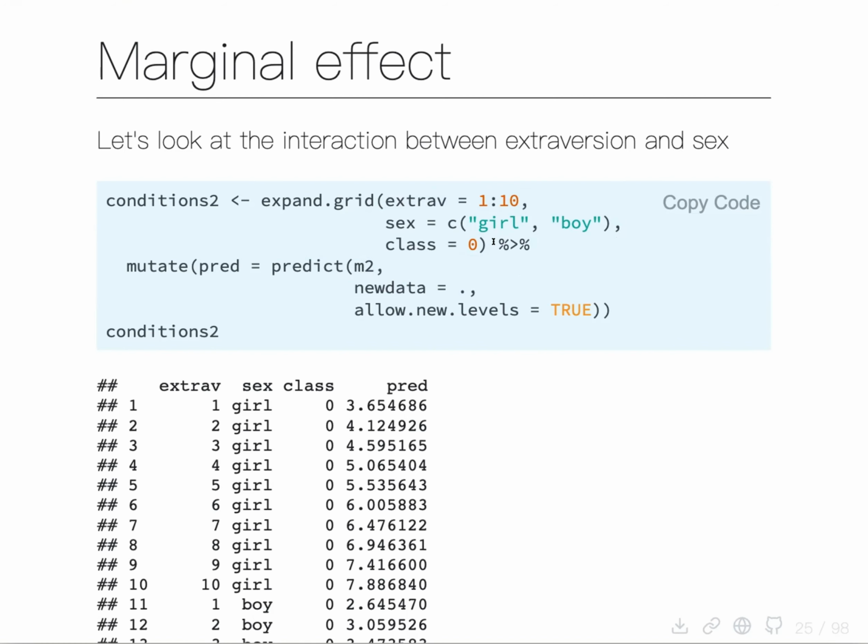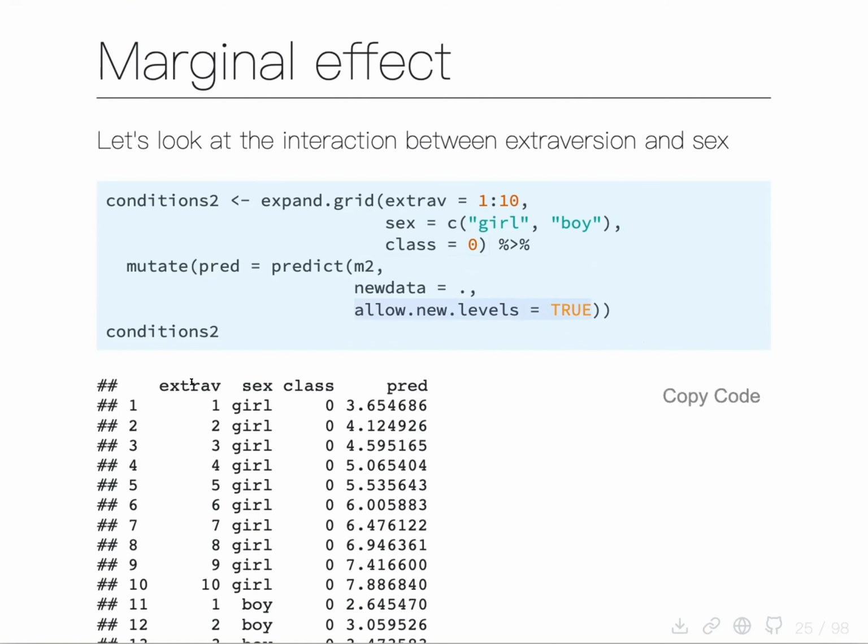So when you're piping like this, the dot means the data that I just piped in, okay? So new data is going to be this data, okay? If that's confusing, just do them in separate lines like I did on the previous one. But then I also have this additional argument, allow.new.levels, okay? And what this is going to do is it's going to say, don't worry about the random effect estimates, just use the fixed effects, okay?